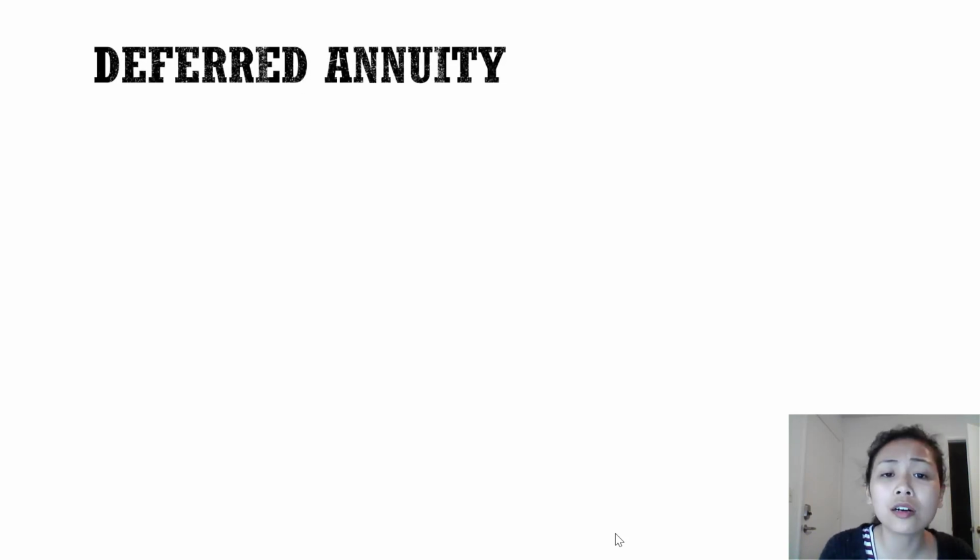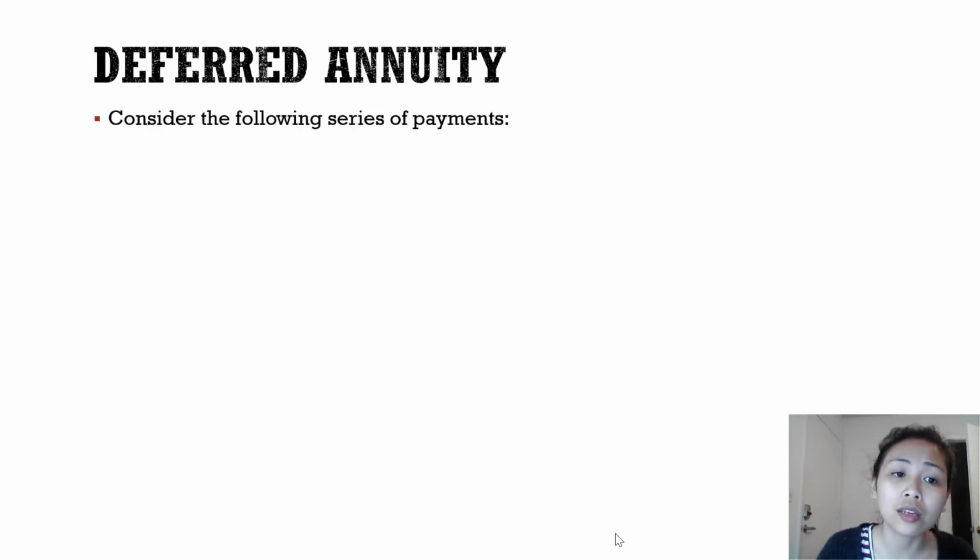Remember on the first lesson of annuities, I showed you how to evaluate annuity immediate and annuity due. So annuity immediate, the first payment is made at time 1. Annuity due, the first payment is made at time 0. What if we have an annuity due or an annuity immediate where the first payment is made at a different time? So let's consider this annuity.